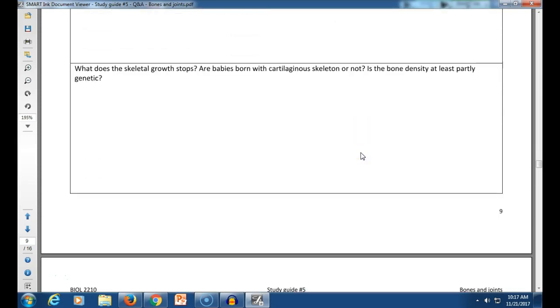Skeletal growth stops: females 18, males 21, 25. Babies are born not with a cartilaginous skeleton, it's largely bony. Bone density, at least partly genetic, yes, at least partly.